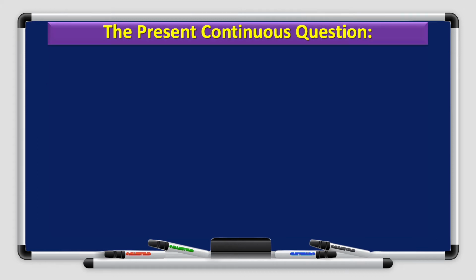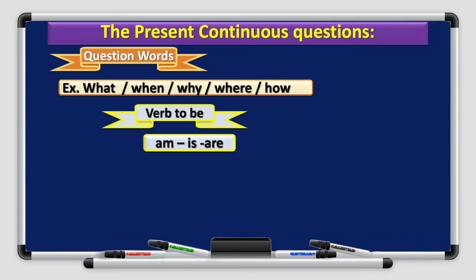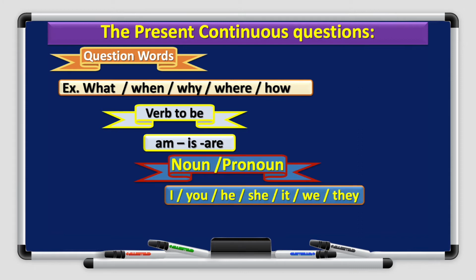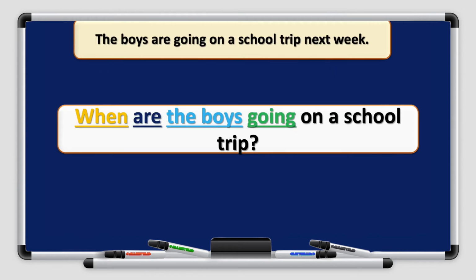What about questions? I want to ask a question in the present continuous. What do I do? I start with question words. You either have what, when, why, where, and how. You have to start with a question word, followed by verb to be, either am, is, or are, followed by pronouns, I, you, he, she, it, we, and they, and finally verb ing. Let's form a question on the following sentence. The boys are going on a school trip next week. Can we form a question? Yes. So what do we start with? Excellent. We start with a question word. When are the boys going on a school trip?